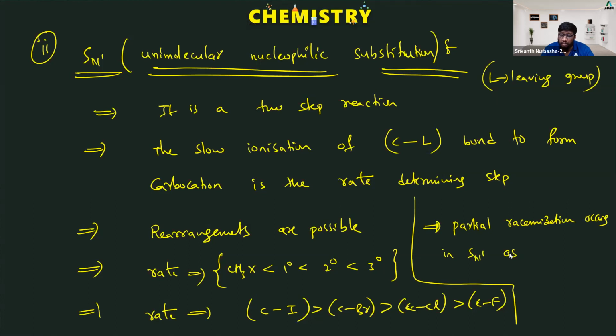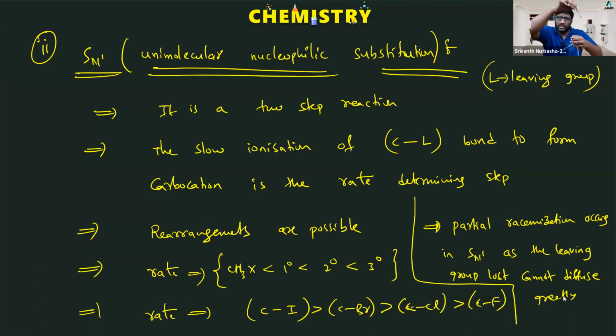Why? Partial racemization occurs in SN1 as the leaving group lost cannot diffuse greatly. You can understand this point again by drawing a tetrahedral. Initially, we have an alkyl halide with a carbon-chlorine bond, and the carbon-chlorine bond involves a leaving group. Initially, the leaving group has to be lost, but this loss means the bond is broken; that does not mean the Cl minus has been removed from the reaction mixture. The Cl minus which is lost will be moving here only. Its concentration is still present here.